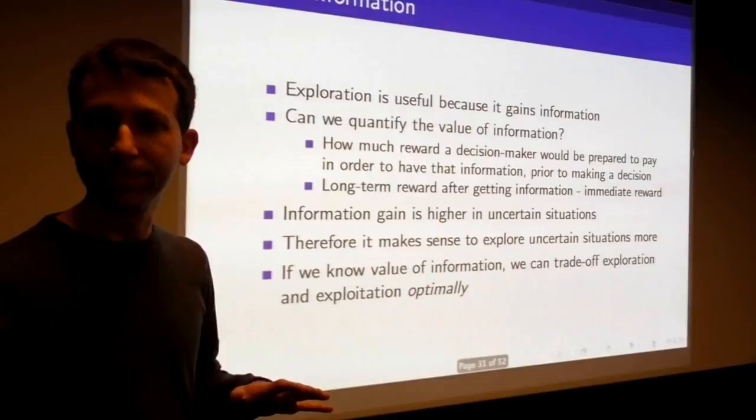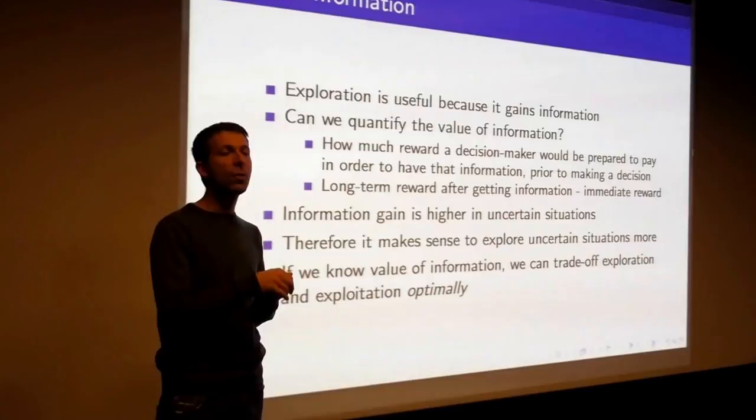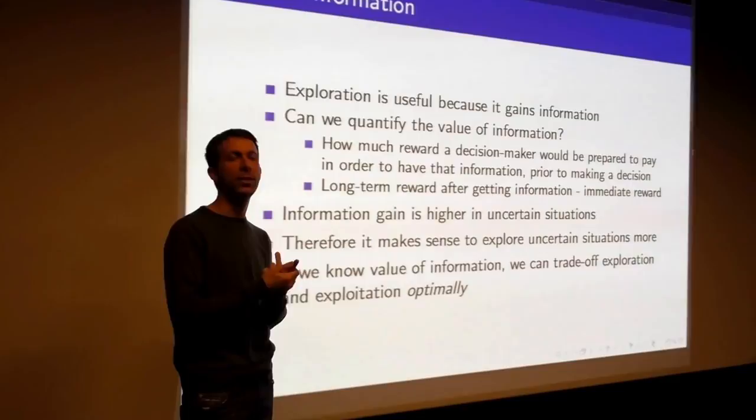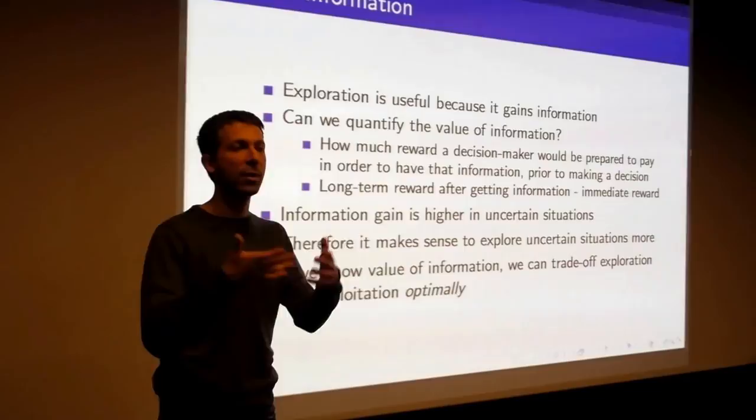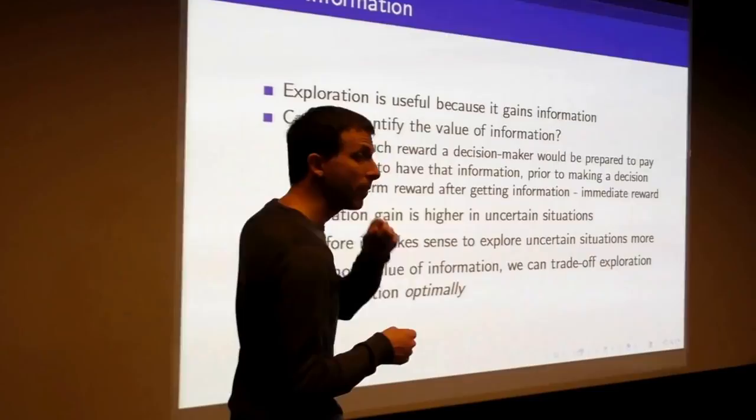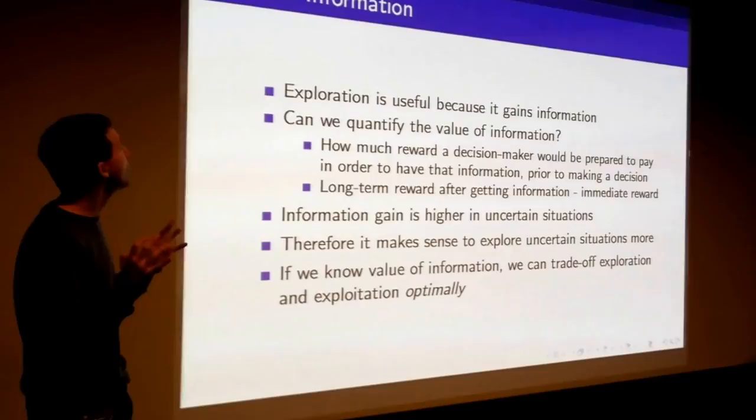So far we've seen two of our three classes of approach. We've seen randomized exploration algorithms that, like epsilon greedy, randomly explore. We've seen upper confidence algorithms, optimism in the face of uncertainty. And now we're going to consider our third class, which is information state space algorithms. To understand information states, let's start by talking about the value of information.